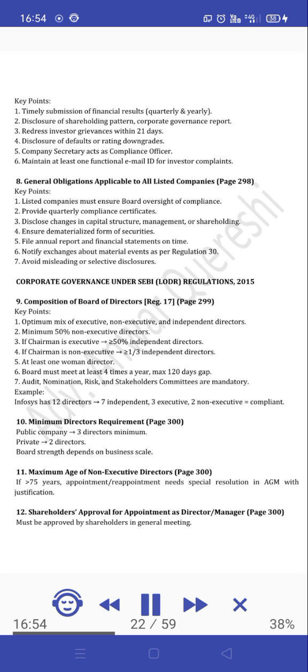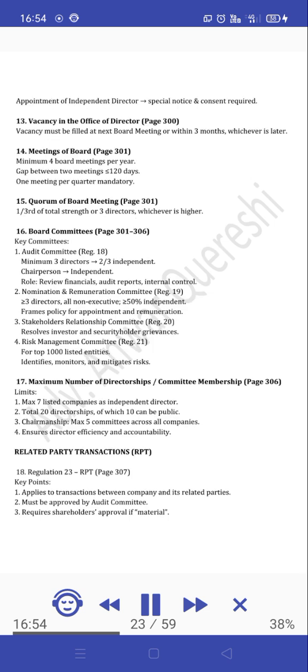12. Shareholders' approval for appointment as director or manager, page 300. Must be approved by shareholders in general meeting. Appointment of independent director: special notice and consent required. 13. Vacancy in the office of director, page 300. Vacancy must be filled at the next board meeting or within 3 months, whichever is later.